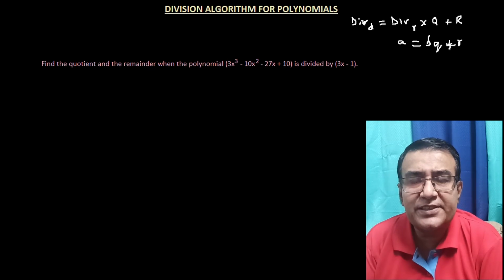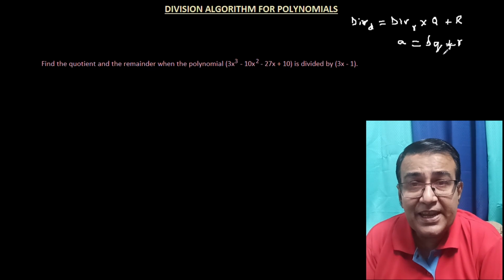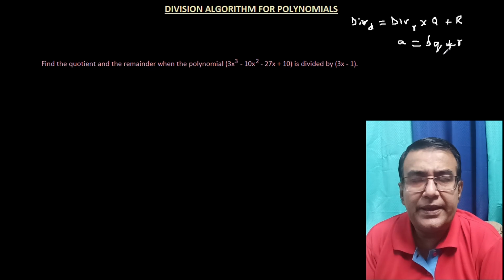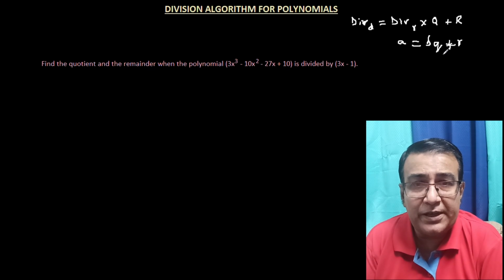And let's move on to the second question now. The second question says, find the quotient and the remainder when the polynomial 3x cubed minus 10x squared minus 27x plus 10 is divided by 3x minus 1. So here we have it. I told you right in the beginning that when the dividend and the divisor are known, you can find the two unknowns, which means you can easily find what the quotient is and what the remainder is.